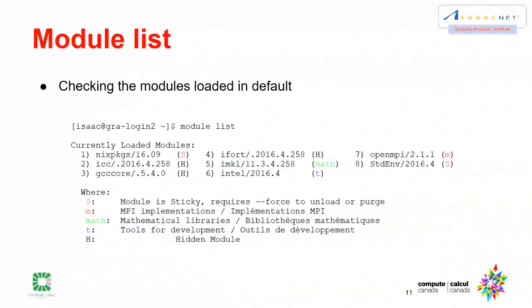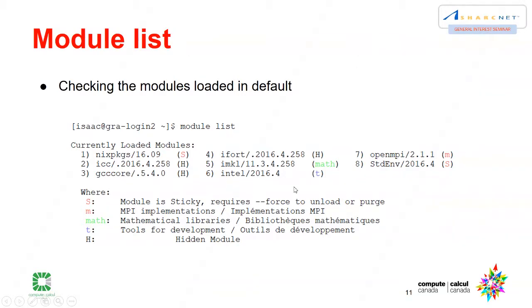Here is just one screenshot of a module list. If you log into the Graham system, you can definitely see this module list as a default. So as you see here, from 1 to 8, each module is automatically loaded when you log on to the Graham system. There are a couple of things you may want to take a look at carefully. Firstly, each module has a version name. So for example, for number 6, Intel compiler has version 2016.4.